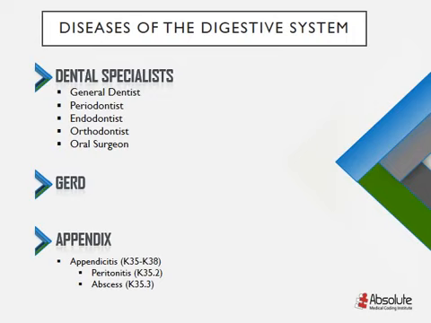The last thing here is your appendix. Your appendix is there in your lower right quadrant. It's a long little worm-like structure. Its code, K35.38, is appendicitis, which is inflammation of the appendix. And the function of the appendix has been debated for years. I think now they're kind of saying that it helps with immunity, but I don't know if that's been proven. Those are just the things that I've heard.